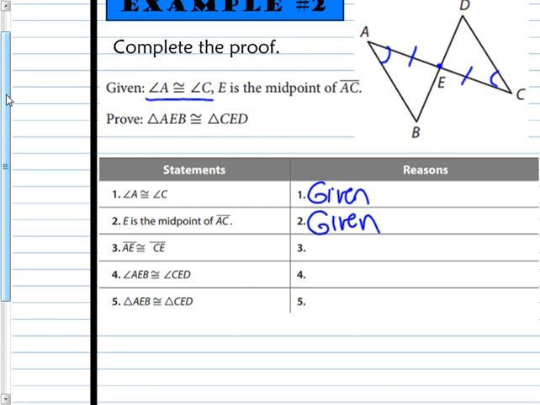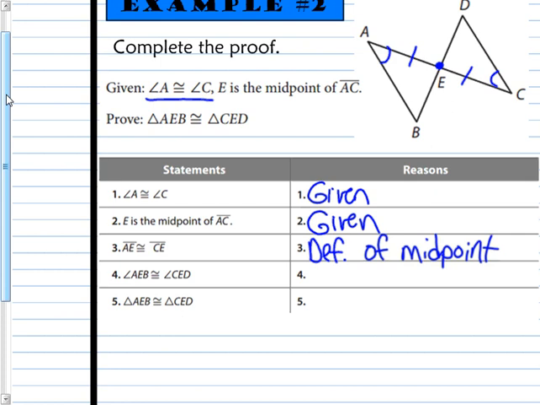So the third statement is that AE is congruent to CE. How do we know that to be true? How do I know that AE is congruent to CE? Well, back at statement 2, it said that E was the midpoint of AC. When something is the midpoint, it's cutting it in half. So the reason is definition of midpoint. If we know it's the midpoint, then it's cutting it in half.